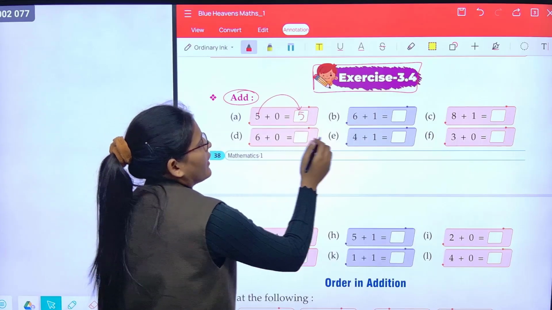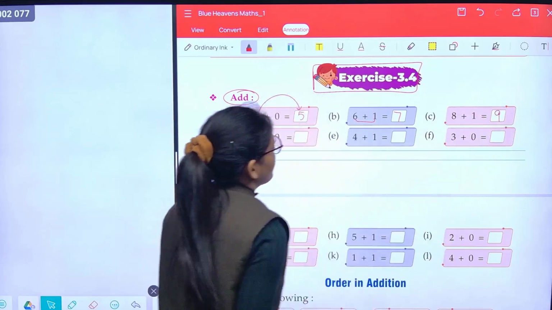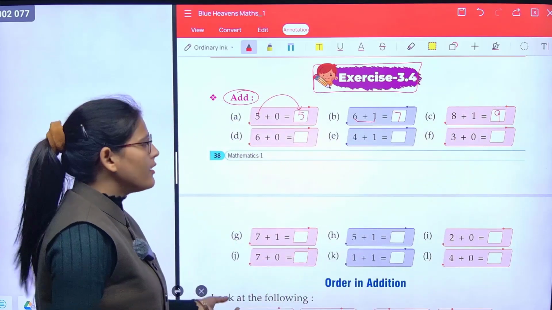It is 5. Now 6 plus 1 is 7. 8 plus 1 is 9. Rest of the parts do yourself.